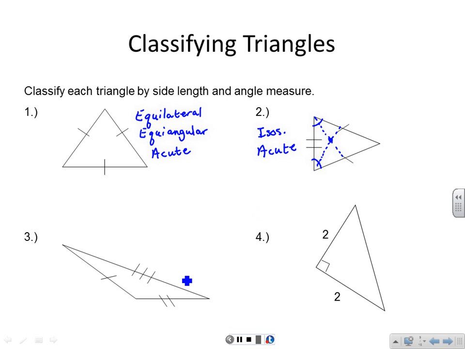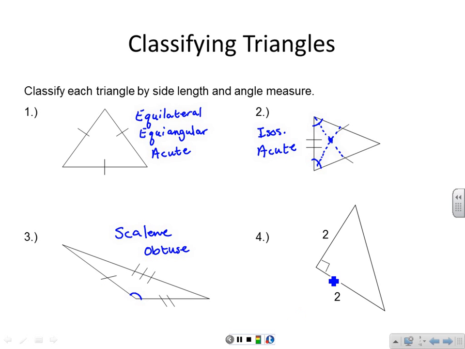Okay, so here each side has a different amount of congruent marks. That means that this is going to be scalene. But this angle is obtuse, so we have an obtuse triangle.